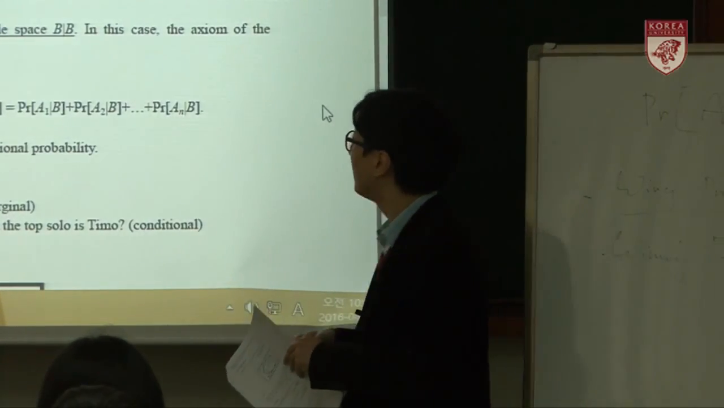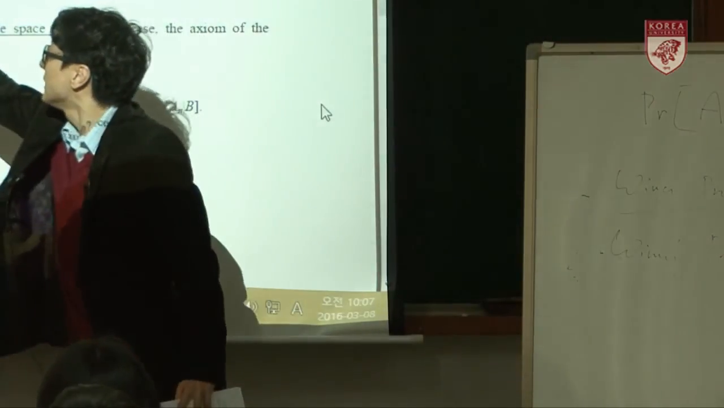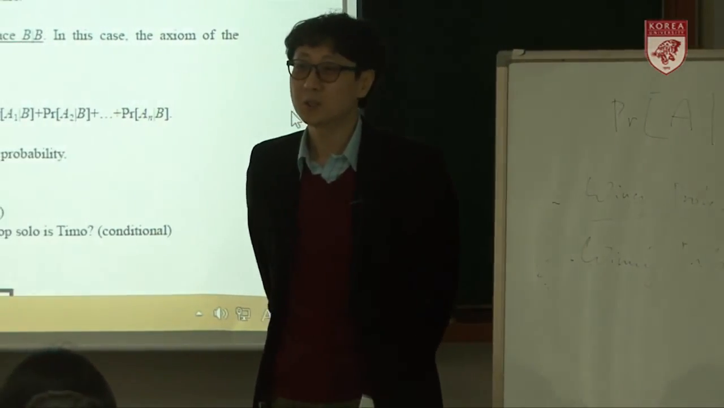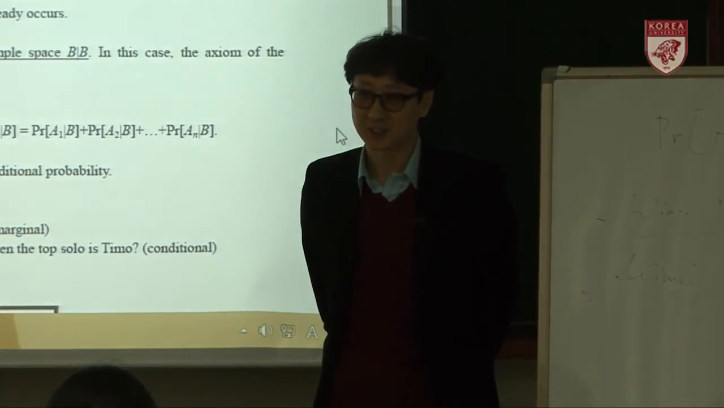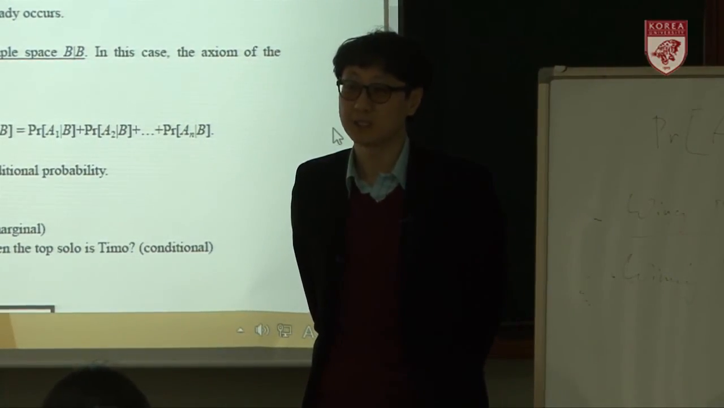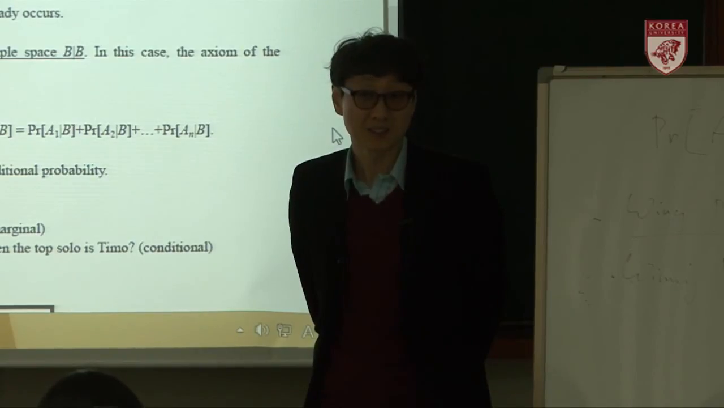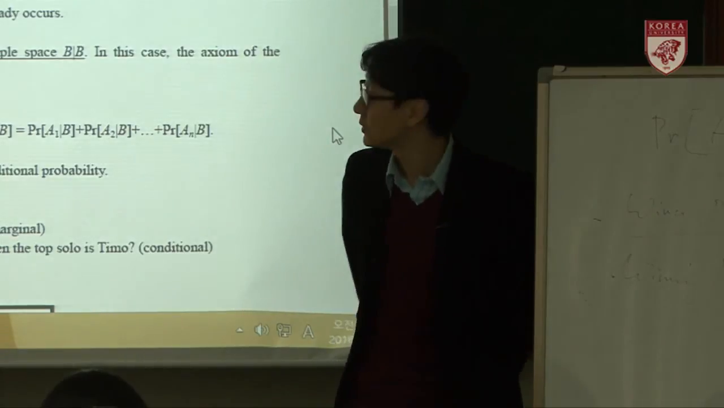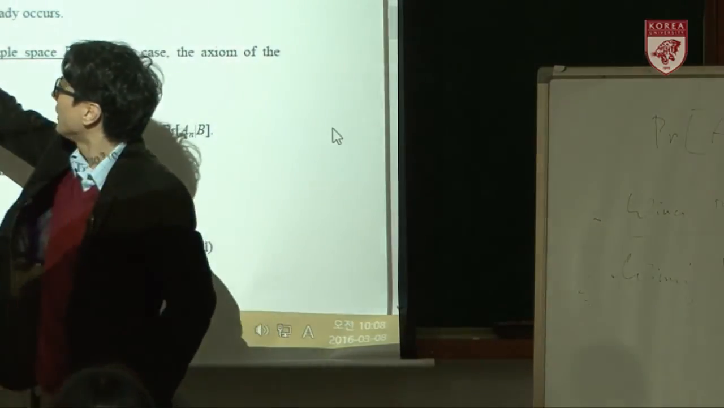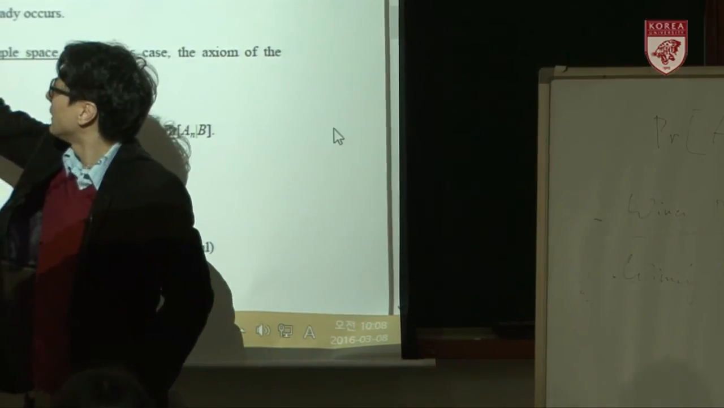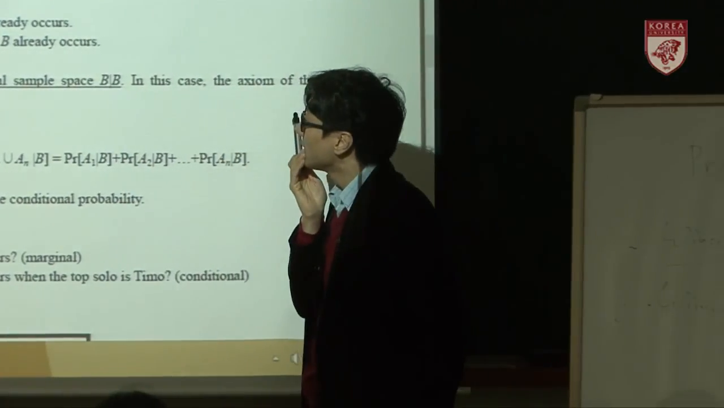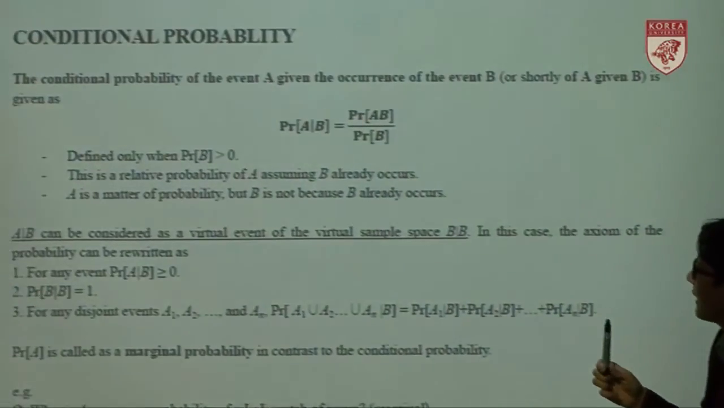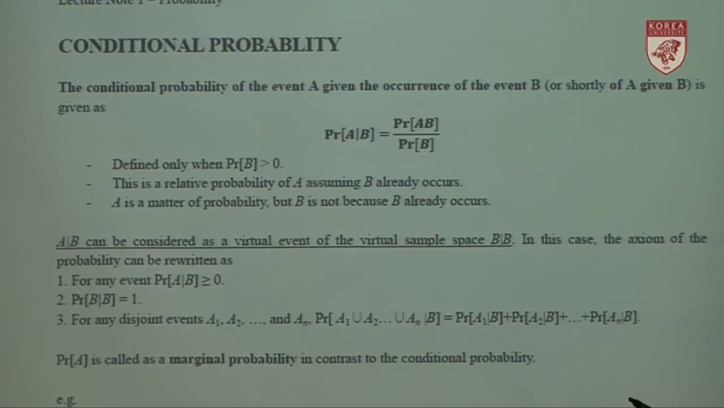So conditional probability is only defined when the probability of B is not zero. Because B should have happened, B should occur. If the probability of B is zero, then B never occurs. But in that case, we cannot define the conditional probability. So conditional probability is defined only when this probability of B is not zero. Then conditional probability is interpreted as the relative probability of A, assuming that B already occurs.